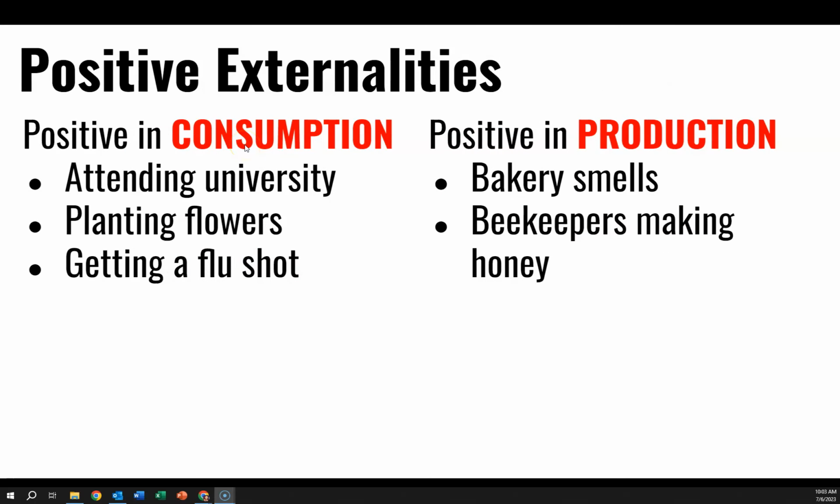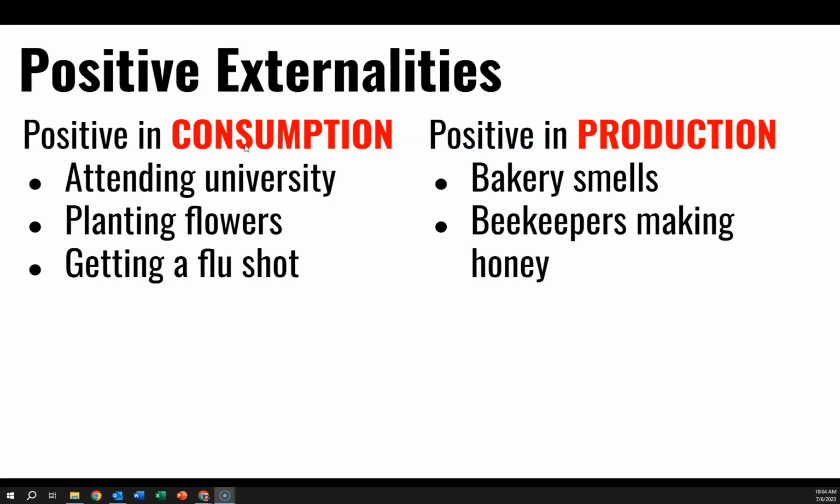So when it comes to positive externalities, we have both positive externalities in consumption as well as in production. Consumption is when I use a product. So me attending university has benefits for me in my own personal professional career, but it also has benefits to the society at large. The more educated a population, generally the wealthier it is, and the more benefits that society has for its members. Or planting flowers in front of my house makes me happy, makes my neighbor across the street happy because they like looking at all these beautiful flowers. Or getting a flu shot or other vaccine can have a positive externality because it not only helps me stay healthy, but protects other people from getting sick as well.